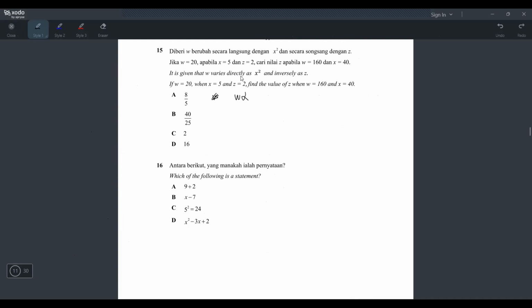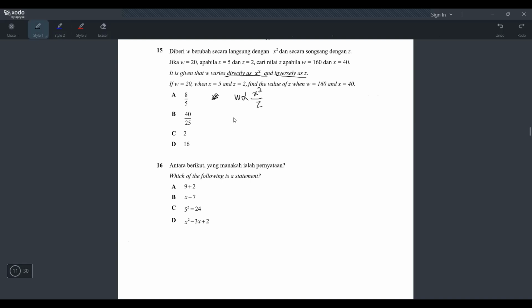So first we write the variation. W varies directly. Directly means atas dengan atas. So x squared. And the next, not yet finished: directly as x squared, inversely as z. So the x squared I have to put atas because directly. Inversely as z, the one I have to put bawah like this. Okay, so that's how you do it.